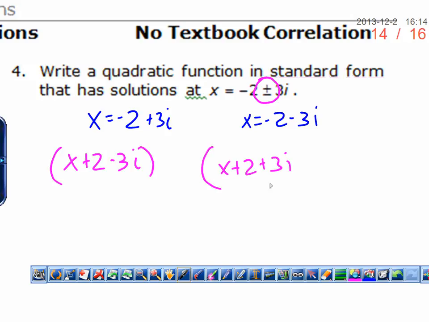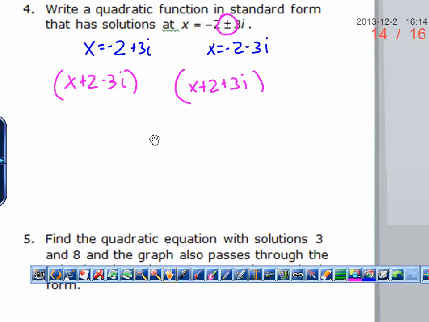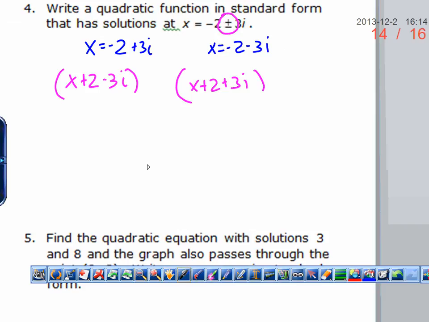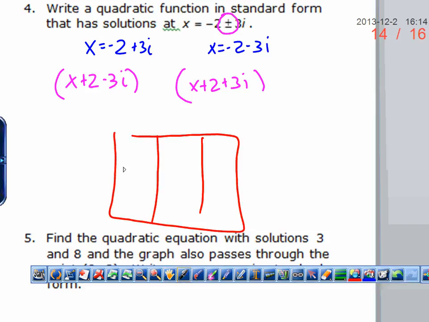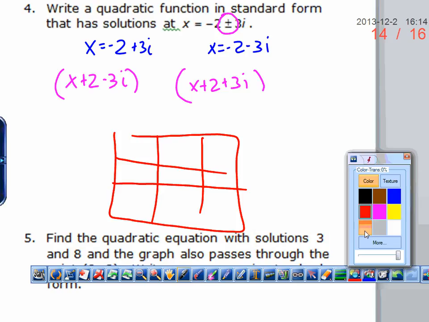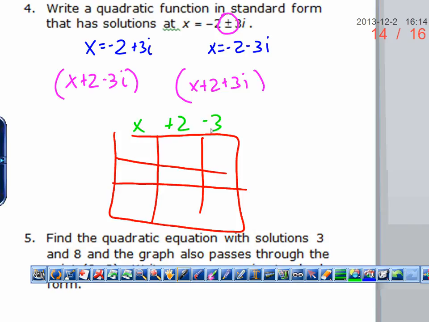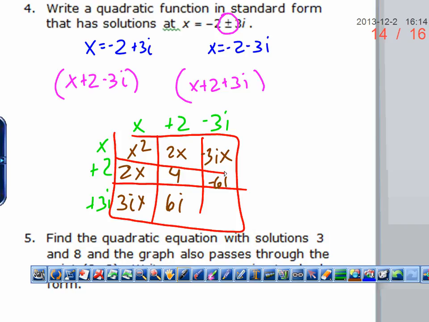So let's go ahead and multiply those. Now for this one, I'm going to need a super duper large box. I'm going to make a 3 by 3. Okay. I got the x plus 2 minus 3i on top, x plus 2 plus 3i there. And it's just FOIL. So I get x squared, 2x, 2x, 4. I think we're okay with the middle sector of those, top left 4. And then I got 3ix, -3ix. Maybe those will cancel out. I got 6i, -6i, and then I got -9i squared.